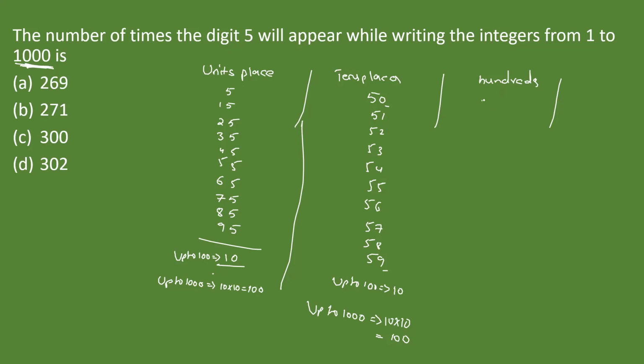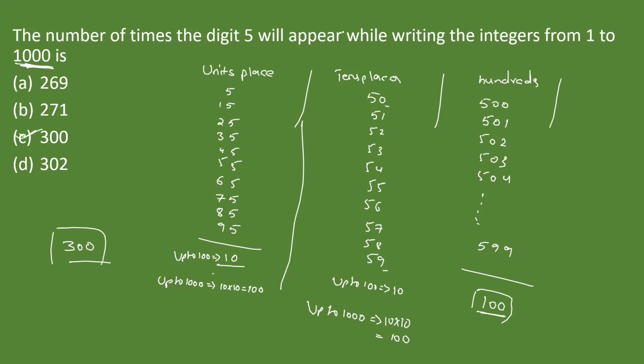Similarly, at the hundreds position, it will start at 500, 501, 502, 503, 504, and so on up to 599. So how many will we have? 100. It started from 00 and ended at 99. 0 to 99, how many will we have? 100. Did you get my point? Clear, right? So overall, what is the answer we get here? 300.